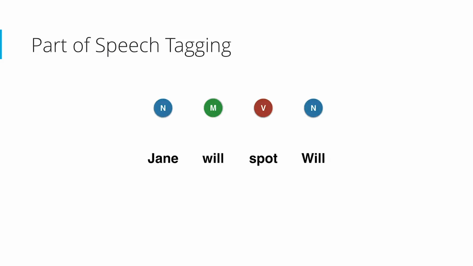So we need two things. First of all, how likely is it that a noun is followed by a modal, and a modal by a verb, and a verb by a noun? These need to be high in order for this tagging to be likely. These are called the transition probabilities.